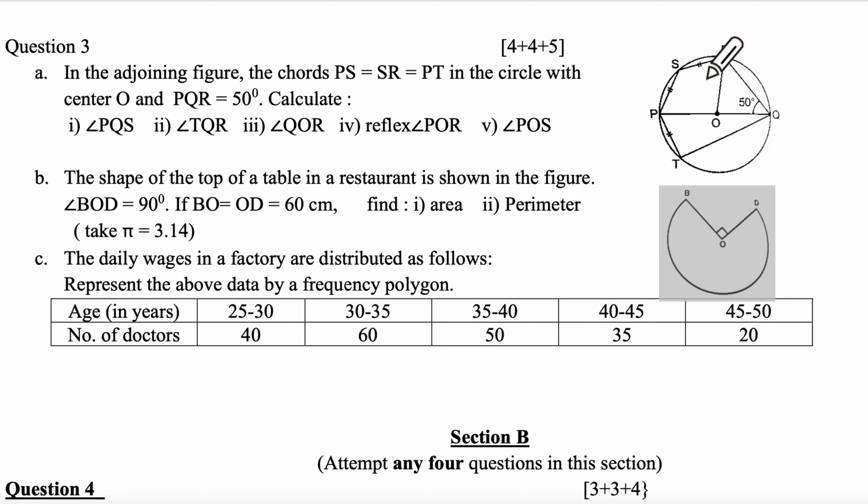How's this one? If you see anytime equal arcs, what you have to do? This. And what you have to say? That they subtend equal angles at the center. Understanding how we have to go with this?